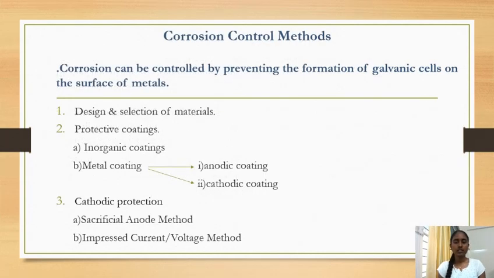Let's discuss corrosion control methods, where corrosion can be controlled by preventing the formation of galvanic cells on the surface of the metals. The methods are: design and selection of materials. Second, protective coatings, which include inorganic coatings and metal coatings. In metal coatings, there are anodic coating and cathodic coating. Third, cathodic protection, in which there are the sacrificial anode method and the impressed current or voltage method.